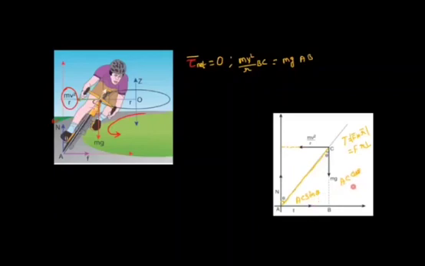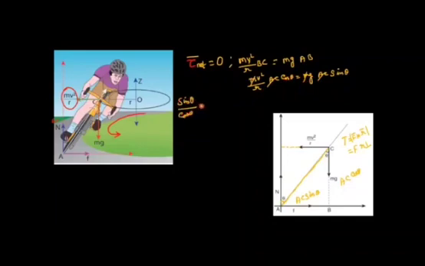Now we are going to apply this. mv squared by r, what is BC here? BC is AC cos theta, so we put AC cos theta, is equal to mg times AB, and AB is AC sin theta. Now we cancel: m and m get cancelled, AC and AC get cancelled, and the remaining is v squared by r cos theta is equal to g sin theta.